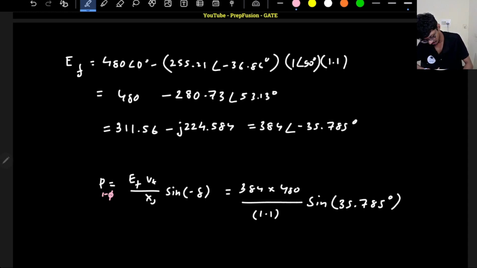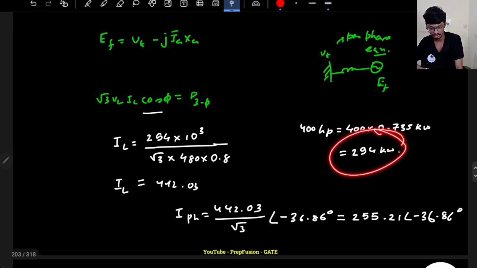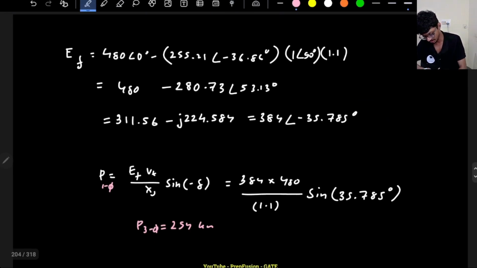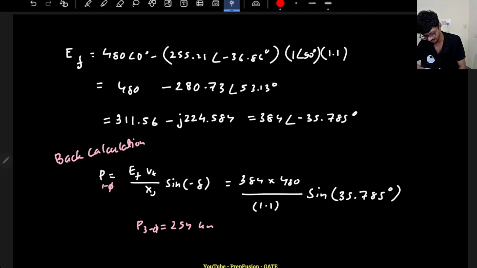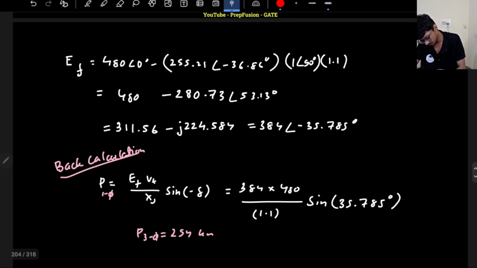Three phase power will be this multiplied by 3. So if I multiply this by 3, the three phase power comes out to be 294 kilowatt, which is exactly what we had initially thought of. That is the power. I'm just doing the back calculation, just to confirm that whatever we have derived is correct. Remember, this is just the single phase power formula, so everything is per phase here. Now, this is part A basically. We have found the first part.